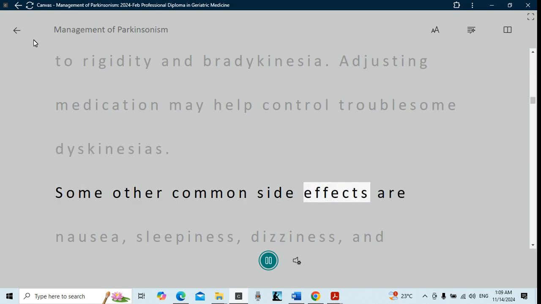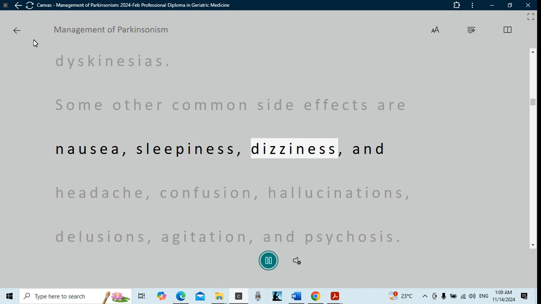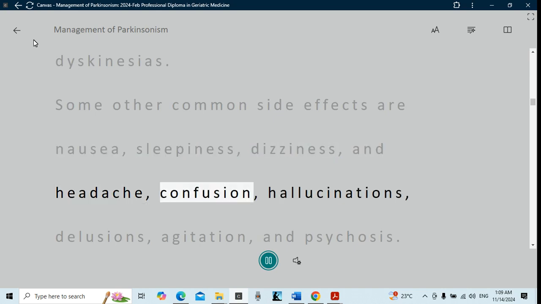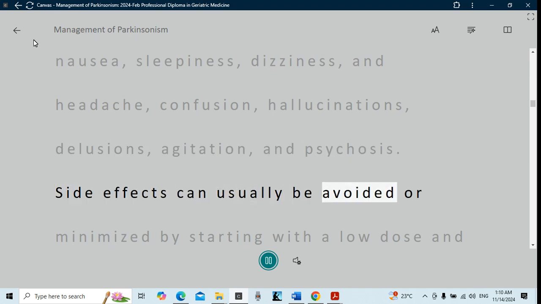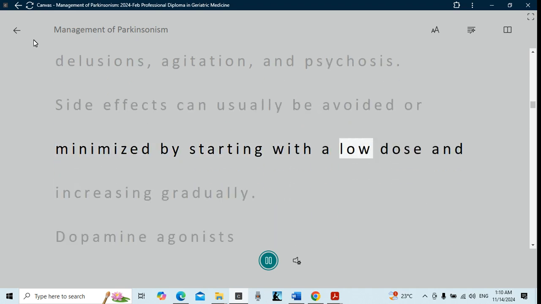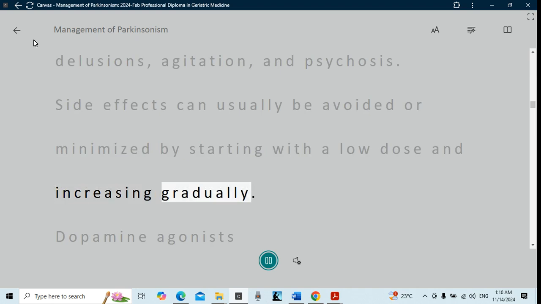Some other common side effects are nausea, sleepiness, dizziness, headache, confusion, hallucinations, delusions, agitation, and psychosis. Side effects can usually be avoided or minimized by starting with a low dose and increasing gradually.